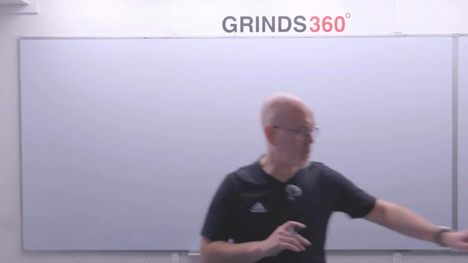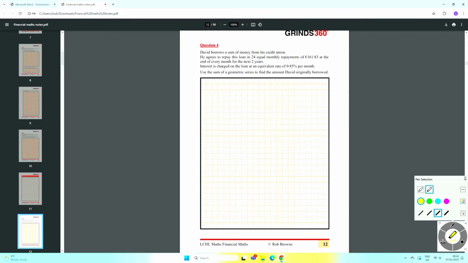So see what the way this question reads, okay? It says David borrows a sum of money from his credit union. So he borrows the money this time, all right? He agrees to repay this loan in 24 equal monthly repayments of €161.83 at the end of every month for the next 2 years, and this is charged an equivalent rate of 0.85% per month.